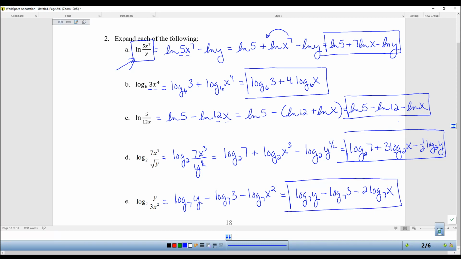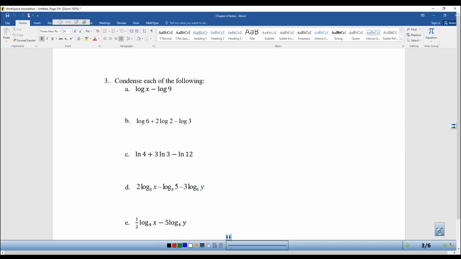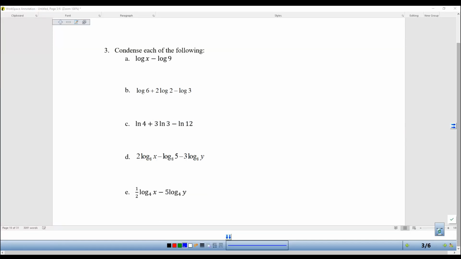Okay, now we're going to go backwards. Condense each of the following. So now I see the subtraction, and I'm going to write it as a single log with division.